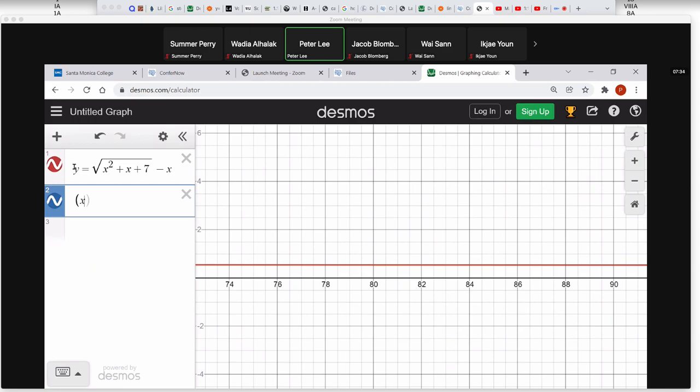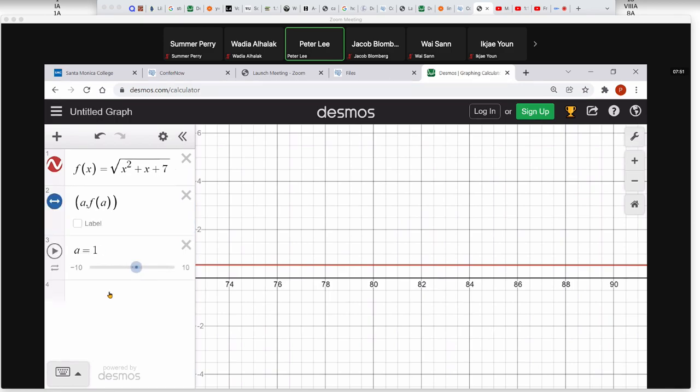You know what? How about this? Let me call this guy f of x. And then what I'm going to do is call this point a comma f of a. Let's do this. And then how about the sliding scale? How about if you let this a be, let's say, 80?